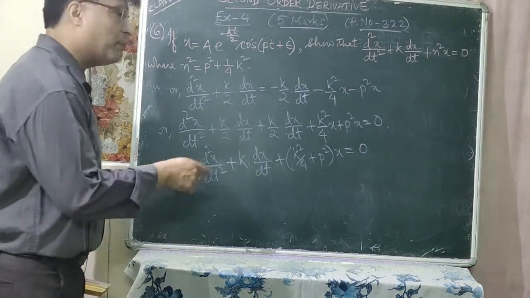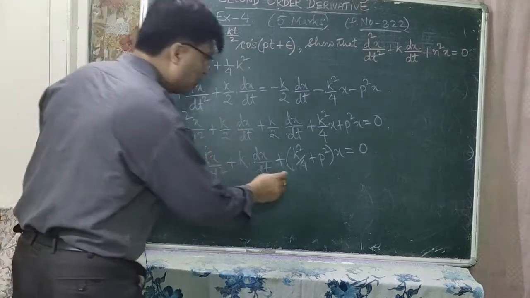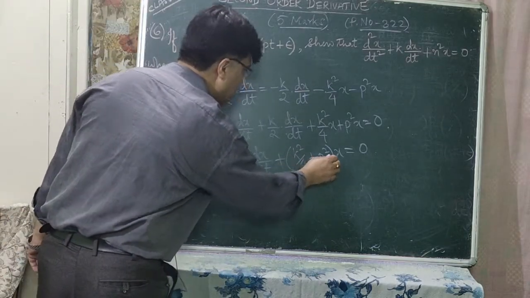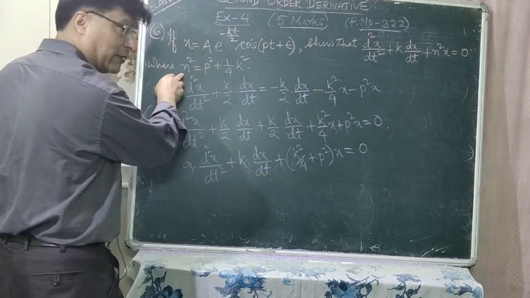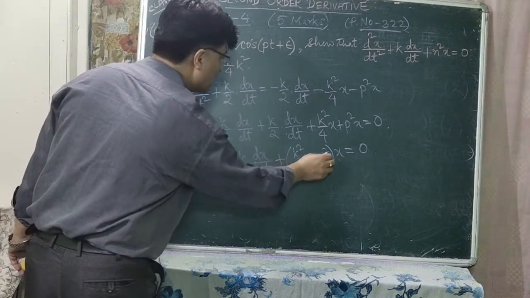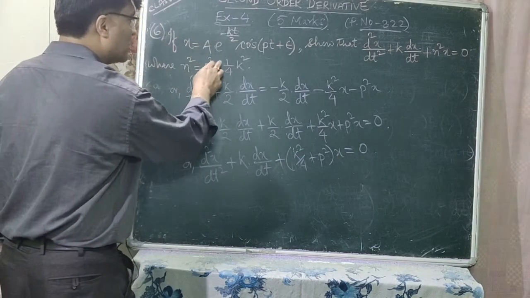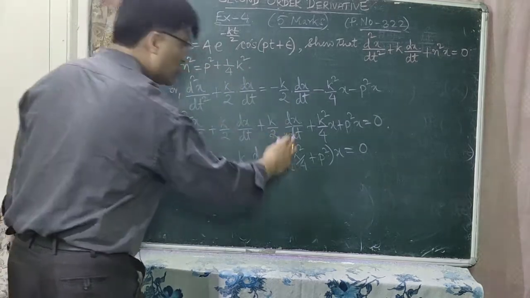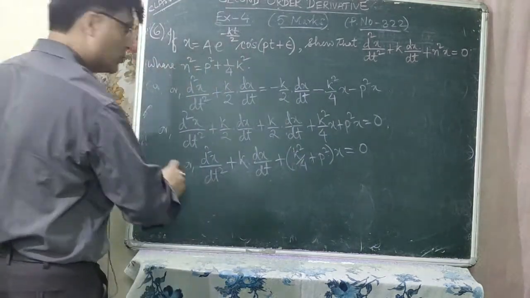Okay. Now by the question, what can you write for k square by 4 plus p square? We can write n square. Instead of k square by 4 plus p square, we can write p square plus 1/4 k square is equal to n square. So instead of this expression, we can write n square. Okay.